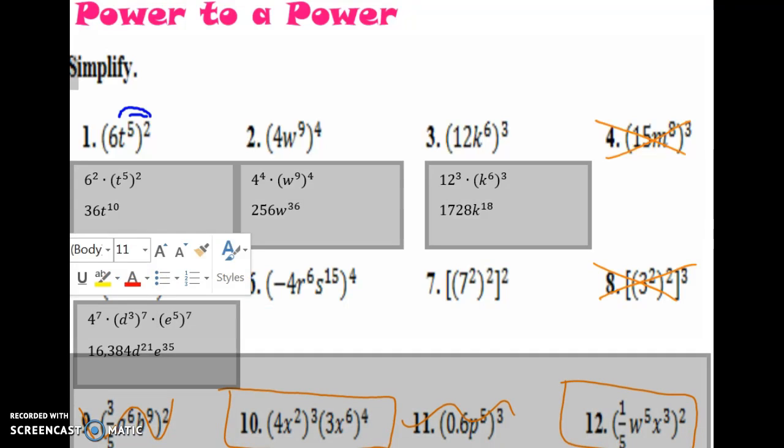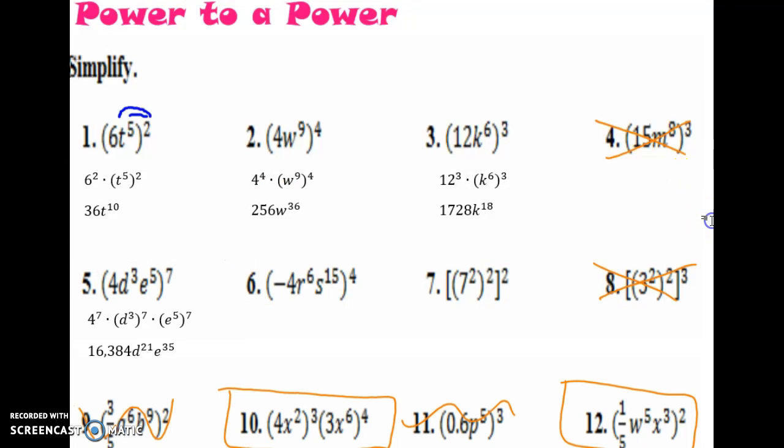And so times e to the 5th to the 7th. And you would have gotten 16,384, d to the 21st, because 3 times 7 is 21, e to the 35th, because 5 times 7 is 35. Now go ahead and try number 6. And while you're at it, go ahead and try number 7.